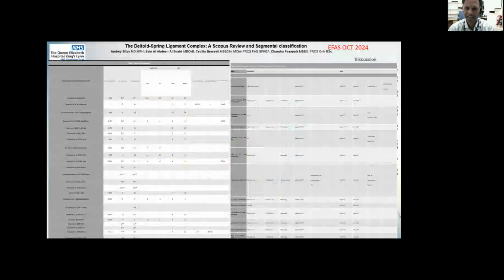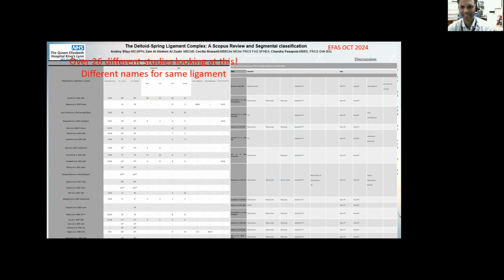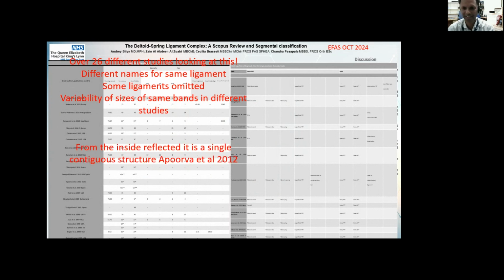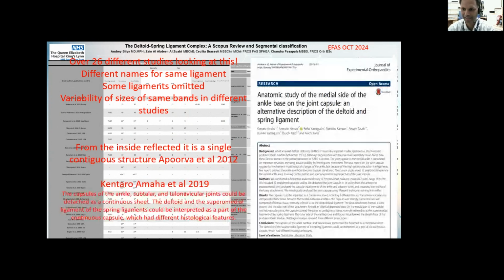And the problem with testing for it when we went through it was when you look at the anatomy, there's almost 26 different papers looking at the anatomy of deltoid spring. And part of the problem is there's different names for the same ligaments. Some ligaments are omitted. There's variability of sizes of bands that are described. But the key paper I think you should be alluded to is by Kentaro Amaha.